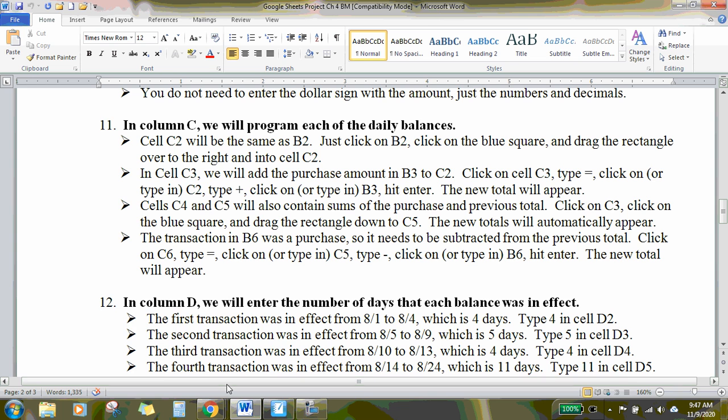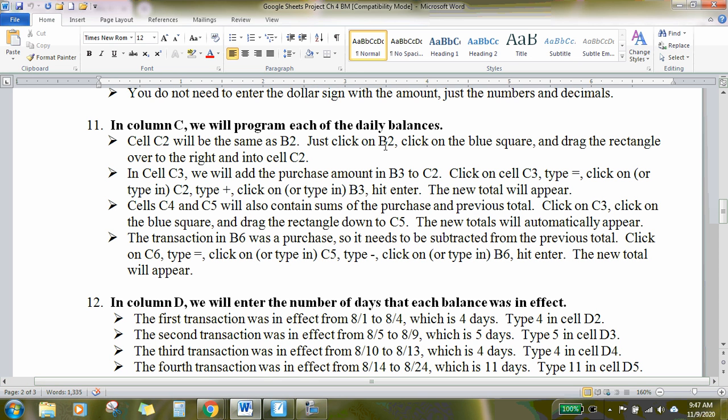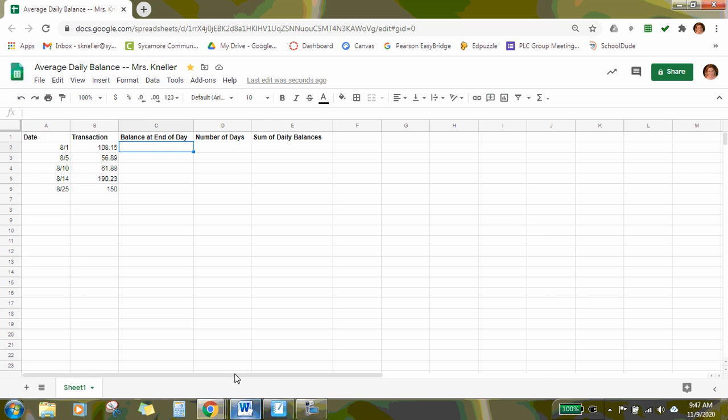In column C, we're going to program each of the daily balances. So in cell C2, it's going to be the same as cell B2 because that was our first transaction on the credit card. So it's going to be the same for the daily balance. So this one right here, B2, this 108.15, I can just click on that cell, click on the little blue square and drag the rectangle over. And now my balance at the end of that day is right there. Okay, and we'll worry about the number of days in a moment.